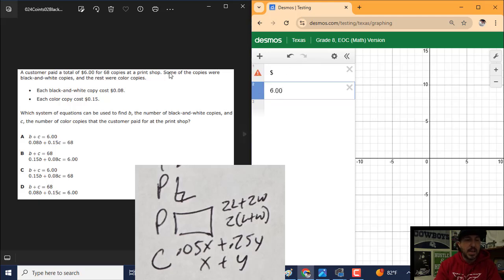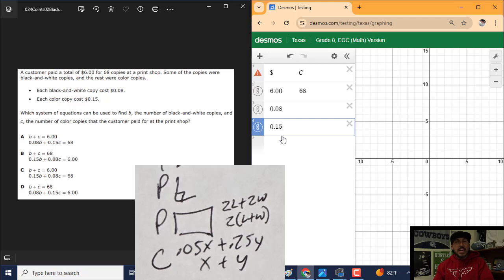Then it says blah, blah, blah, copies, blah, blah, blah. Then I see another dollar. I see a 68. I'm going to write this over here on the side. That's going to be for copies. Okay, keep going. I see a value right here of 8. So I'm putting it under the dollar sign, 0.08. Then I see another value sign, put it under the dollar sign as well, 0.15. And that's all I have.